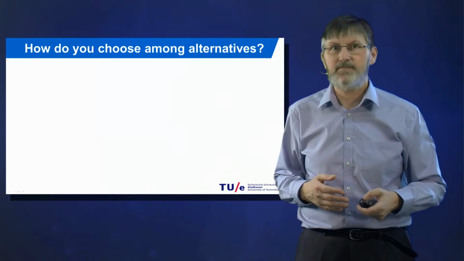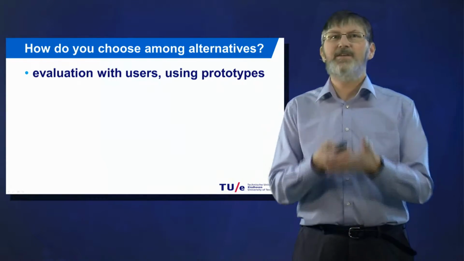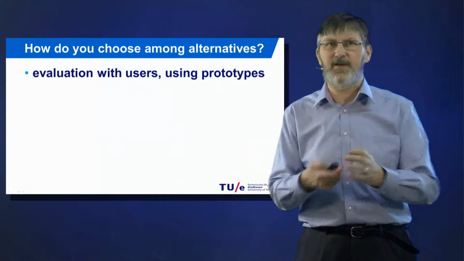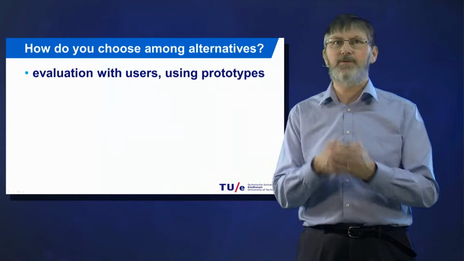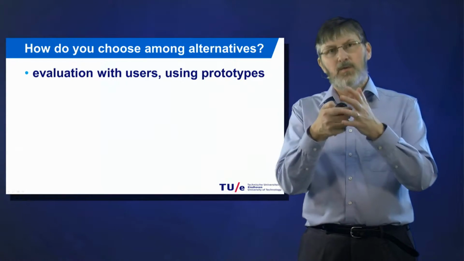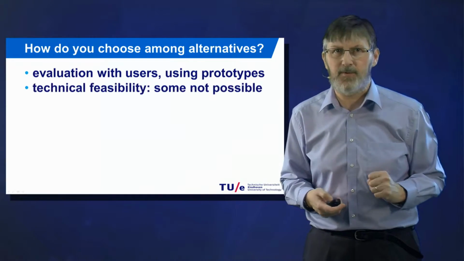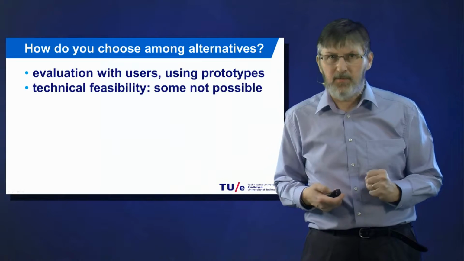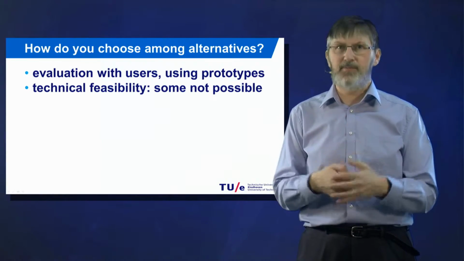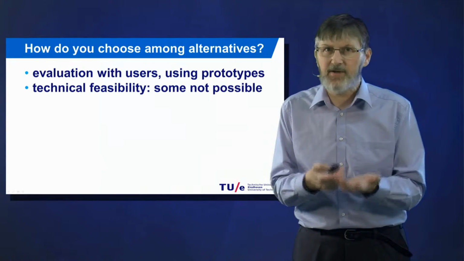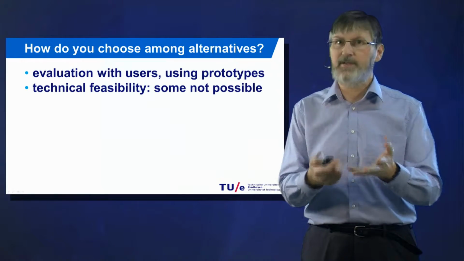Okay, so now we have stolen a number of ideas, and we need to choose which one we are going to develop further. For that, we do evaluation with users. Real evaluation will require prototypes. That's further on in the process. We will also first study technical feasibility. Some of our brilliant ideas we cannot realize. Some of our ideas nobody can realize.